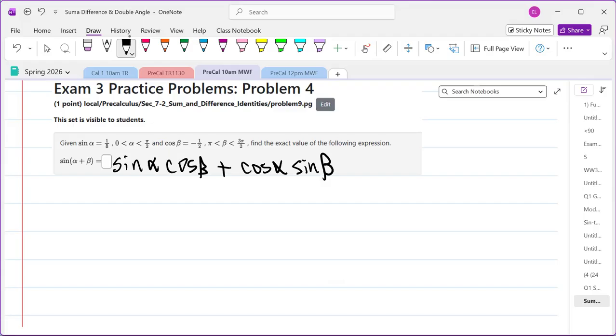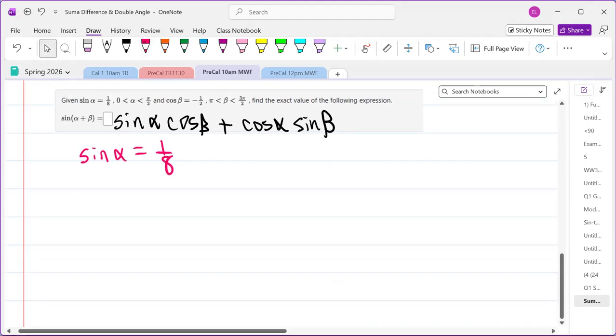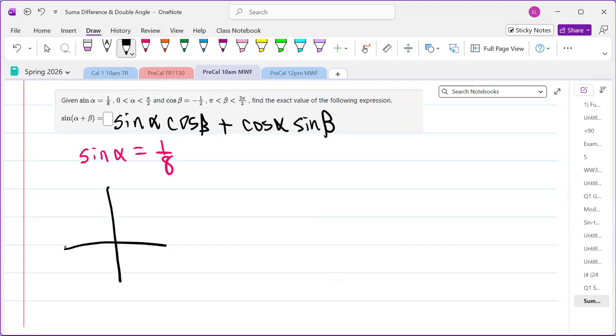So I know the sine of alpha, but I need to figure out the cosine of alpha. So sine of alpha is 1/8, and alpha is in between 0 and pi over 2. So that puts it in quadrant 1. So I extend an arbitrary line into quadrant 1 and then drop the vertical back to the x-axis, label the angle alpha.